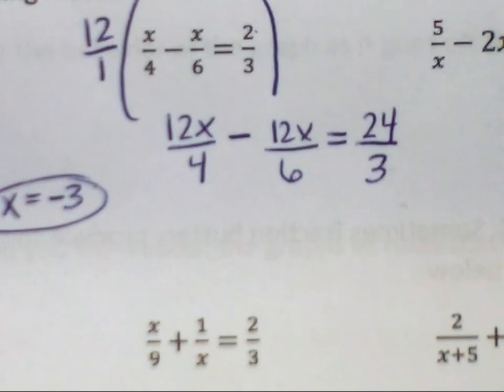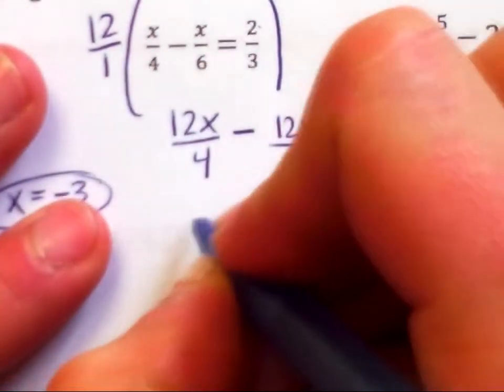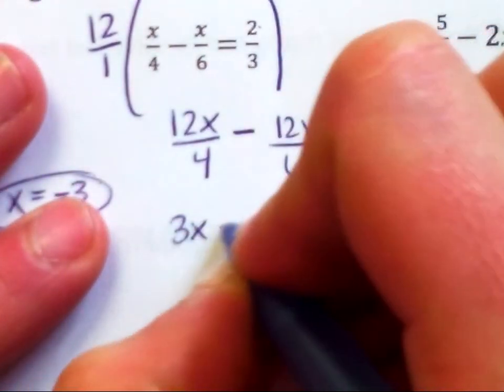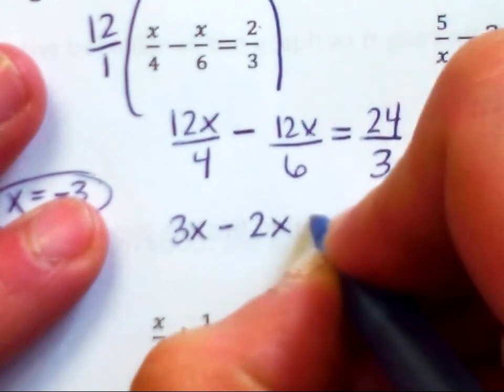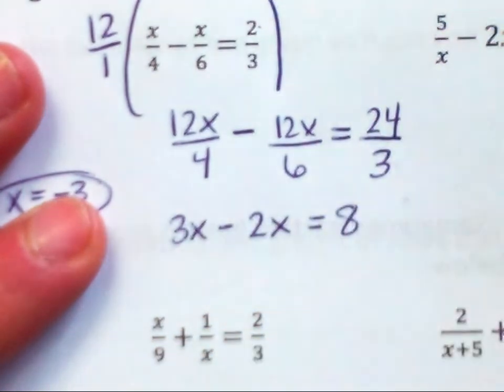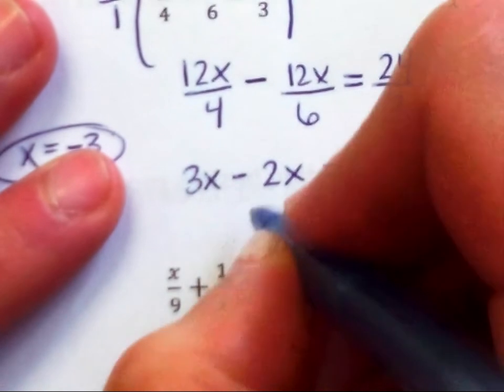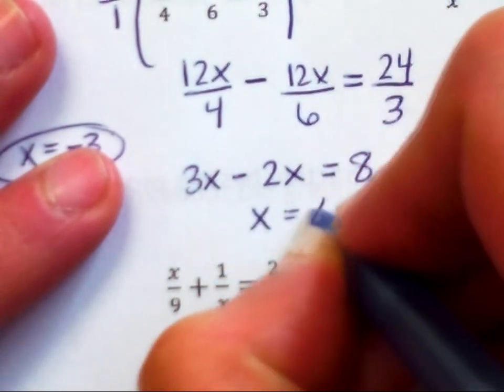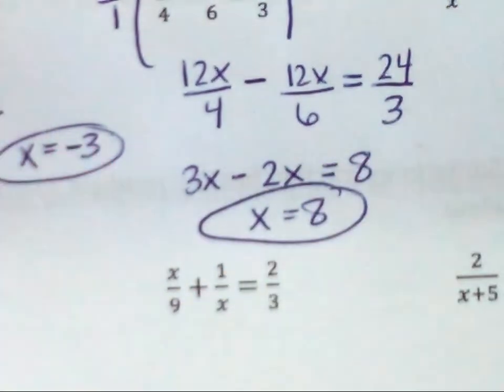Then simplify your fractions. So 12x over 4 is 3x minus 2x equals 8. 3x minus 2x is 1x, and it solved itself. Yay. X equals 8.